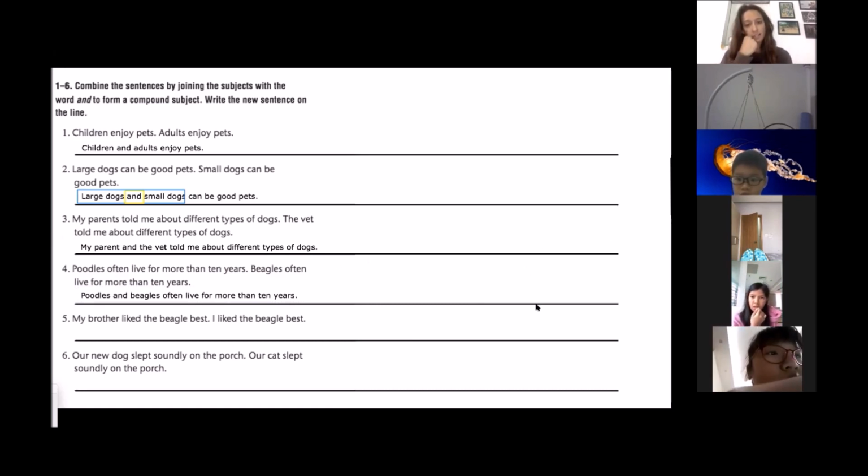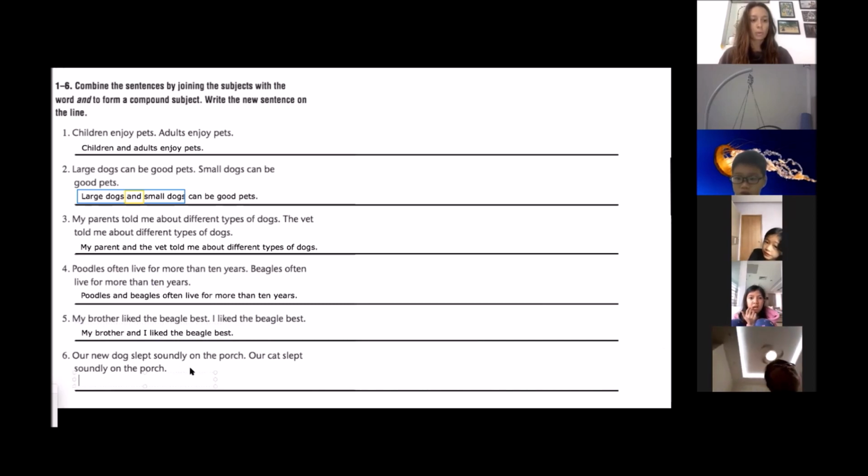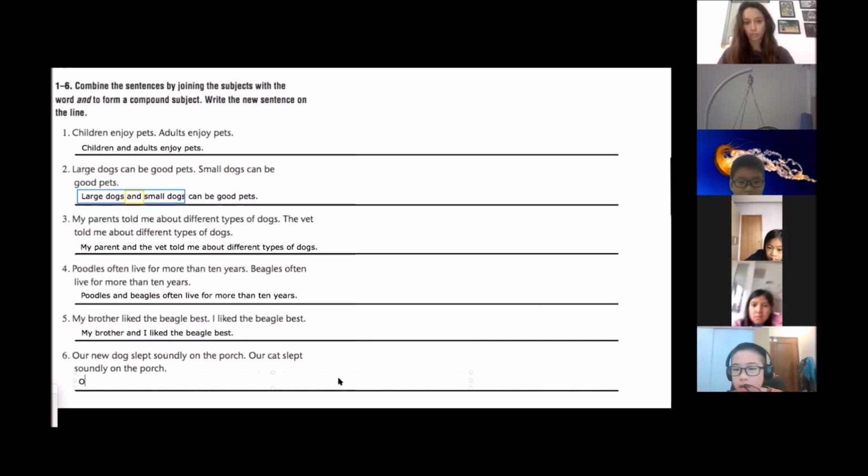Anna, number 5. My brother liked the beagle best. I liked the beagle best. My brother and I like the beagle best. Good job. And Bebe, our new dog slept soundly on the porch. Our cat slept soundly on the porch. Our new dog and our cat slept soundly on the porch. Good job.